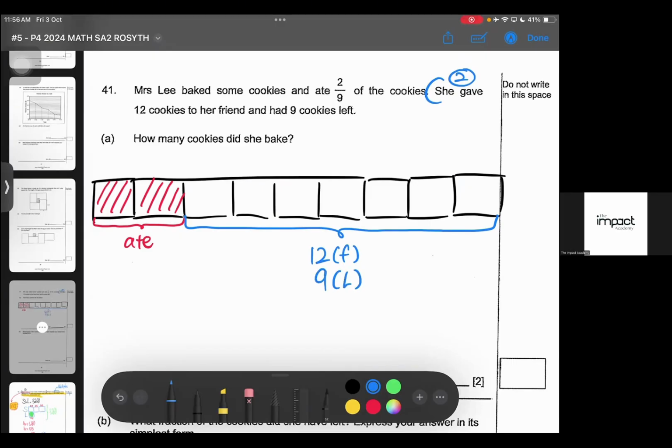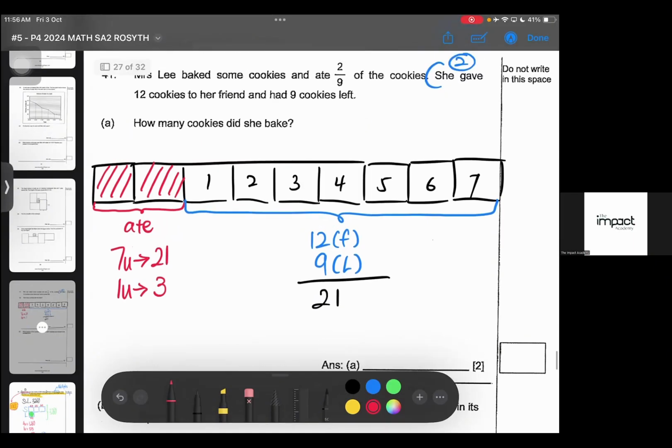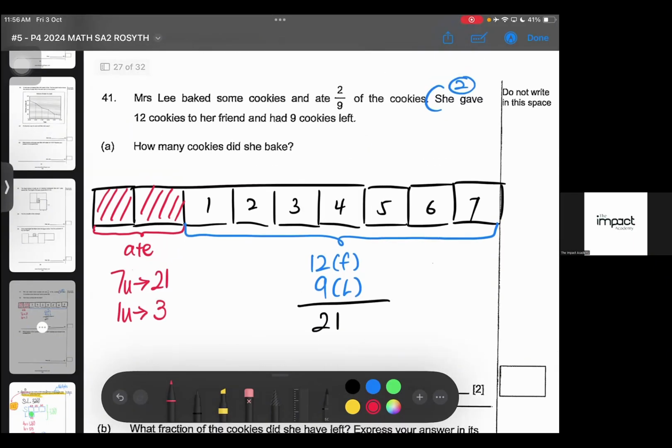So from here itself, you can see how many units that would be? 7. You're going to have 12 plus 9 first. 12 plus 9, we get an answer of 21, right? Very good. How many units? 1, 2, 3, 4, 5, 6, 7. So 7 units is going to be 21. 1 unit is going to be 3. Does it make sense to you? I hope this is very clear for you guys. Please circle the 6 and the 7.